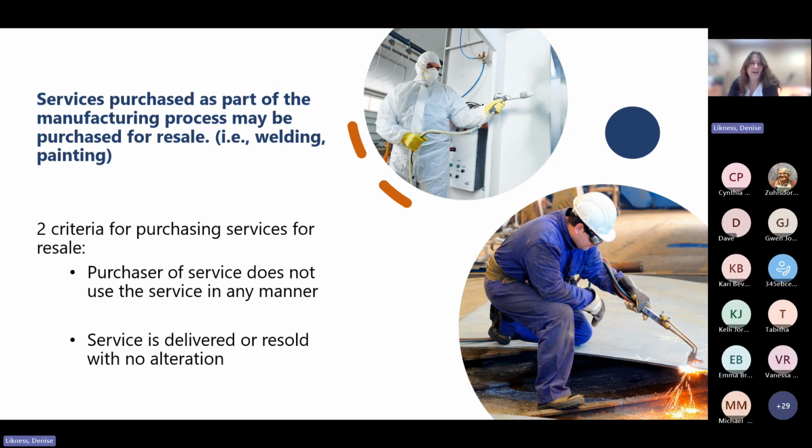So a manufacturer can hire like a painting service to paint, say he makes lawnmower parts. So he's making lawnmower parts. He can purchase the painter to paint the parts. He will not owe use tax on that service. The service is to be resold to the customer without alteration, and the manufacturer may purchase the painting service for resale and must provide the painting service with an exemption certificate.